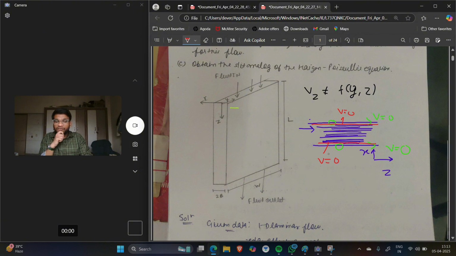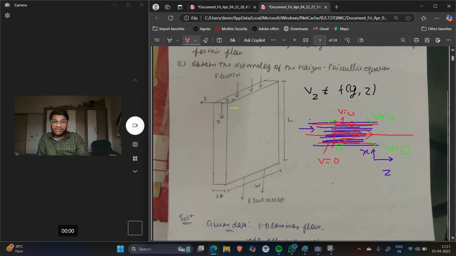But we know that fluid is moving, so the layers of fluid at the center are moving. So I can correlate that the velocity of fluid in x direction is not constant. Here velocity is zero. Here I can assume that velocity is maximum because this is at the center, and this is what my velocity profile is expected to be.